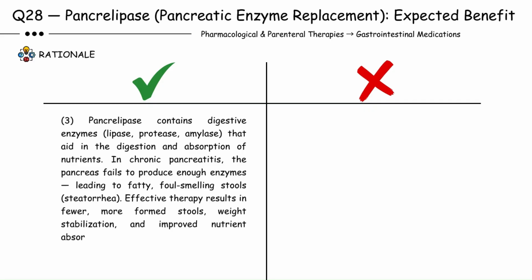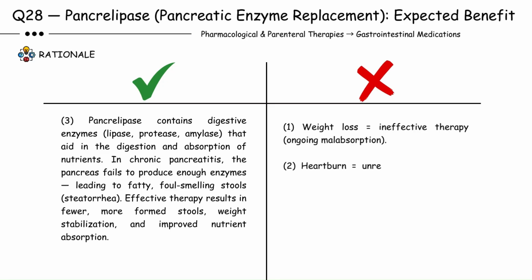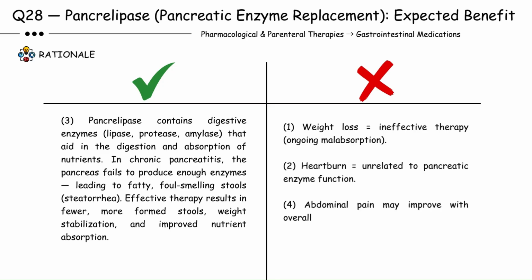Now let's look at why the other options are incorrect. Option 1, weight loss. If the client is still losing weight, the medication is not working. That means malabsorption continues. Option 2, relief of heartburn. Heartburn is not related to pancreatic enzyme function. This finding tells us nothing about pancrealipase effectiveness. Option 4, absence of abdominal pain. Pain may improve overall, but it is not the primary marker of how well the enzyme therapy is working.